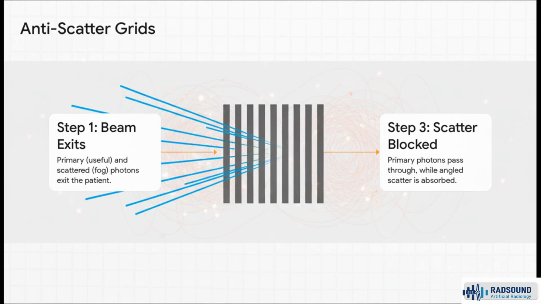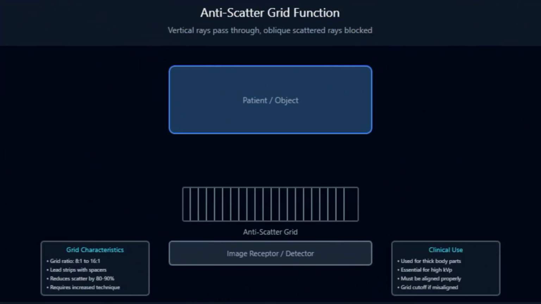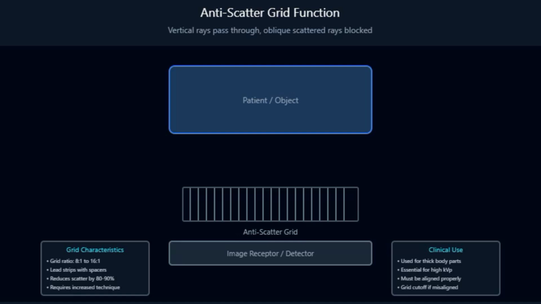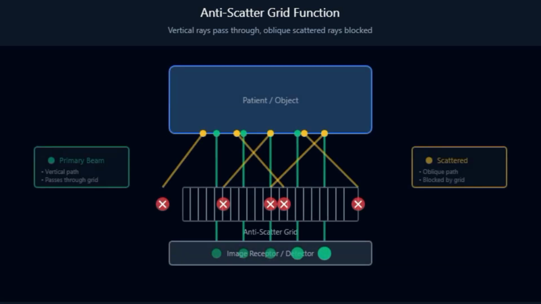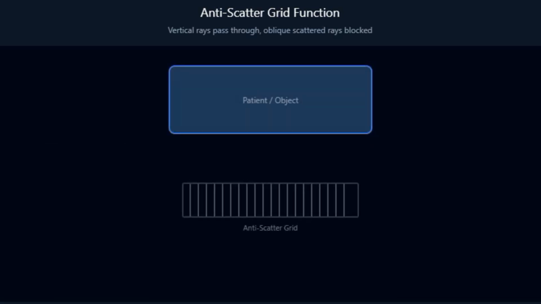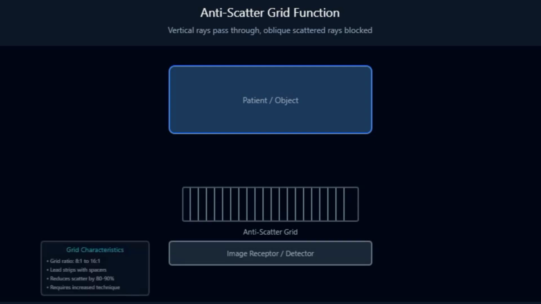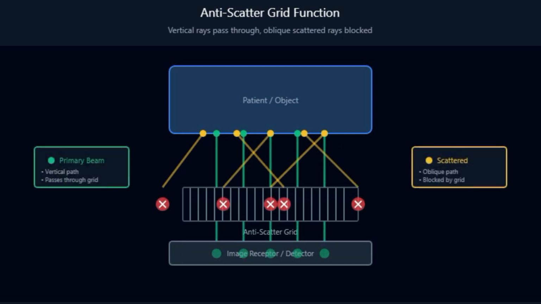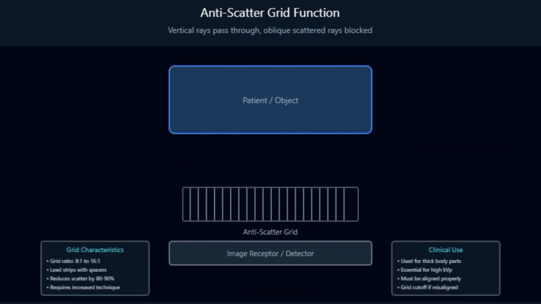The answer is an incredibly clever little device called an anti-scatter grid. The way it works is just brilliant. Think of it like a set of tiny Venetian blinds sitting right in front of the detector. All the useful primary photons are traveling in a straight line, so they fly right through the gaps. But all those scattered fog photons, they're coming in at weird angles, so they slam into the thin lead strips of the grid and get absorbed. It's an amazingly simple and elegant way to clean up the image.